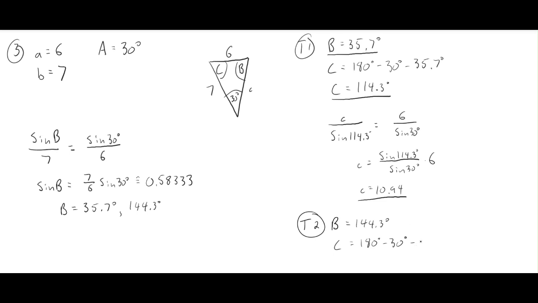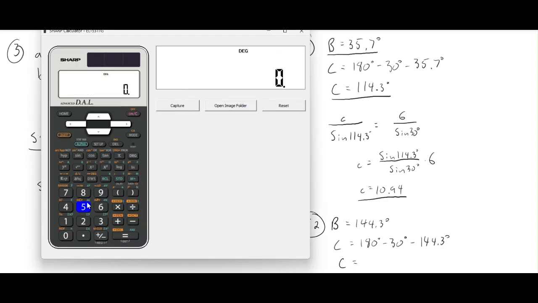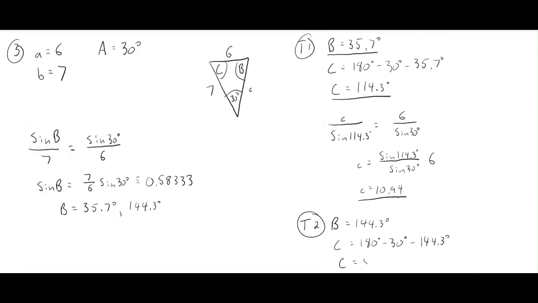180 degrees minus 30 minus 144.3 degrees, and the angle C is 180 minus 30 minus 144.3. There we get 5.7 degrees. Okay, so that's a really small angle, but hey, it's still possible. It's still a real triangle, even with a small angle like that. As long as the angle's not negative, we're okay.